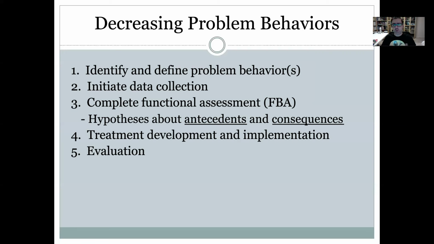Oftentimes, treatment is not working, and it could be because the functional assessment was not conducted correctly. So you may have identified antecedents and consequences that are incorrect. If the problem behavior, let's say, is maintained by escape, and your functional assessment said it is maintained by attention, and you design an intervention based on removing attention, but the behavior actually occurs to escape, then your intervention is not going to work. So sometimes the functional assessment needs to be conducted again, and I'll give some examples of problems with functional assessment, and what the risk is of implementing a procedure that doesn't match the results of your assessment.